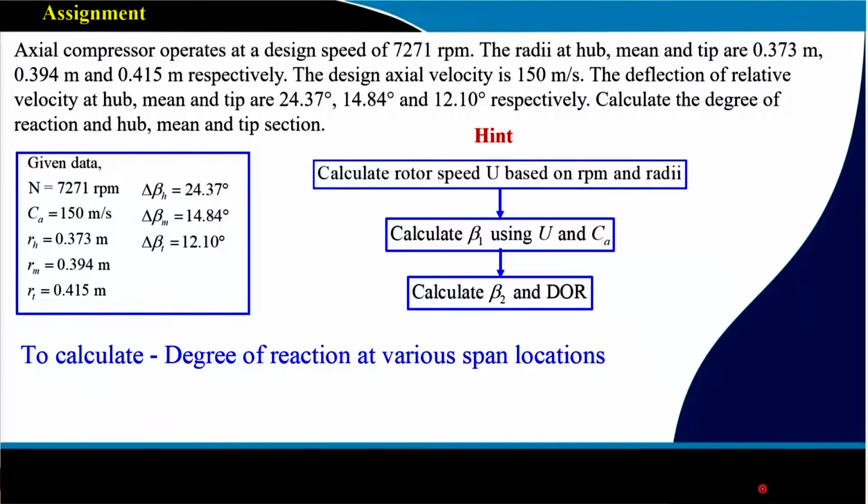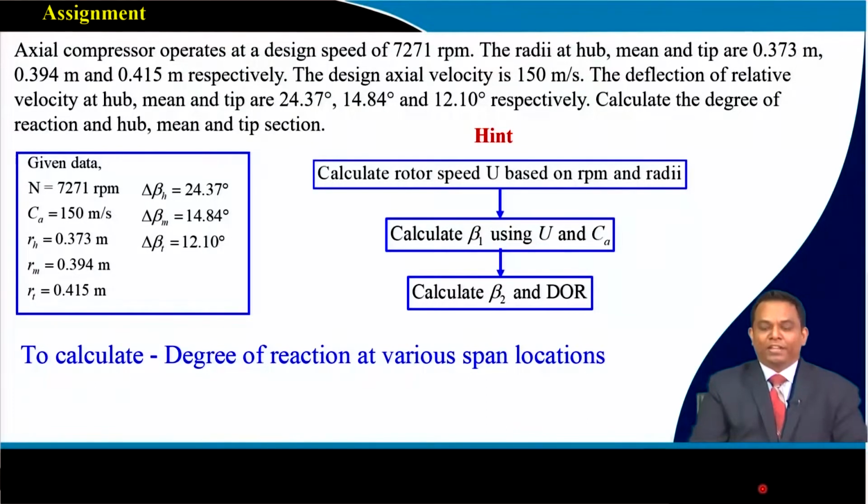For the assignment, it was given that an axial flow compressor operates at a design speed of 7271 rpm. The radius at hub, mid and tip sections are 0.373 meter, 0.394 meter and 0.415 meter respectively. The design axial speed is 150 meter per second. The deflection at hub, mean and tip sections is given as 24.37, 14.84 and 12.10 respectively. You need to calculate the degree of reaction at hub, mean and tip stations.